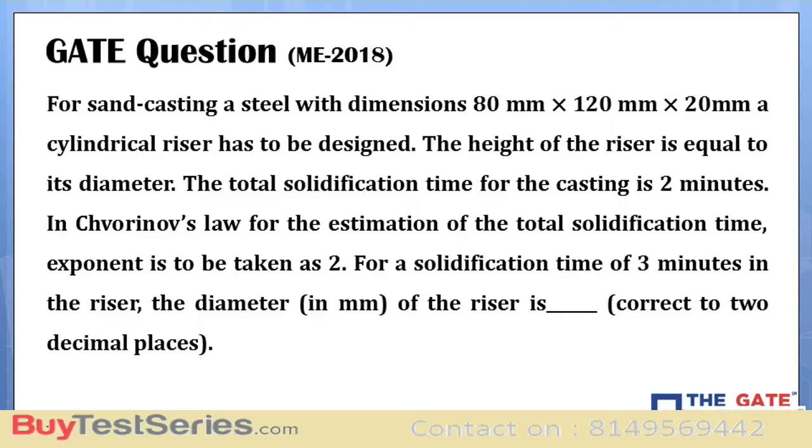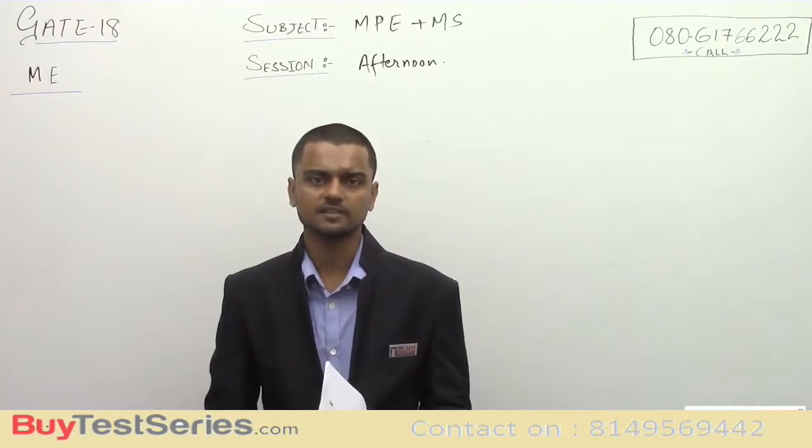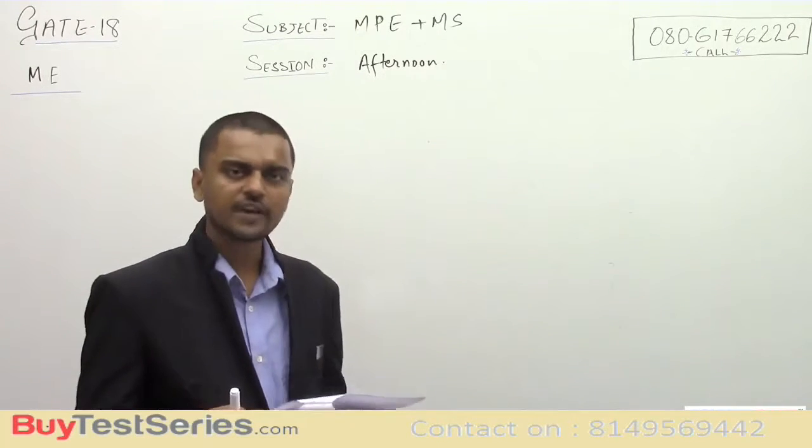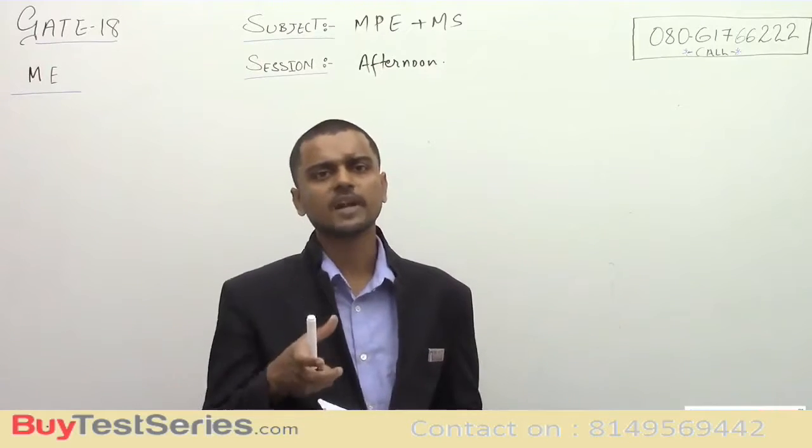Now in Chvorinov's law, for the estimation of the total solidification time, the exponent is to be taken as 2, and for a solidification time of 3 minutes in the riser, the diameter of the riser is. So generally we have to find out the diameter of the riser here. The solidification time of the casting and the solidification time of the riser are given.